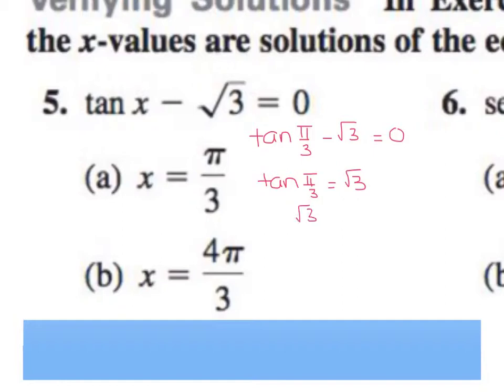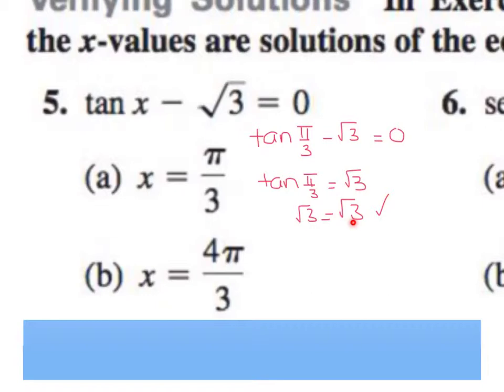So does root 3 equal root 3? Yeah, it does. Or I could write root 3 minus root 3. I could have left it just like this. It equals 0. So this solution works. This is a solution to it. I just verified it. So that's how you would do this type of problem in your book.